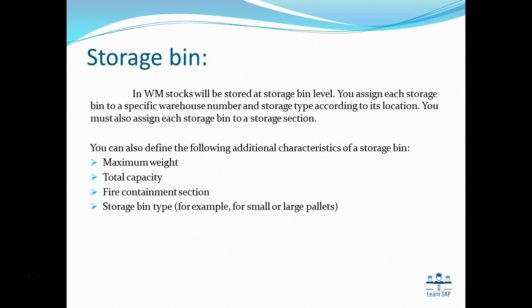Inside the storage bin we can maintain multiple parameters. That is, what is the weight of the bin, what is the capacity of the bin, whether a fire containment section is there or not, what is the bin type. Bin type is nothing but the dimension of the storage bin, whether it is a 2 diameter bin, a 3 diameter height bin, whether it is small, or can contain large pallets. So based on the dimension of the storage bin, we will be assigning the storage bin type.